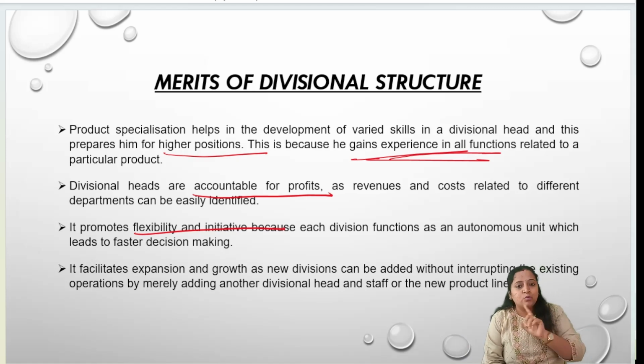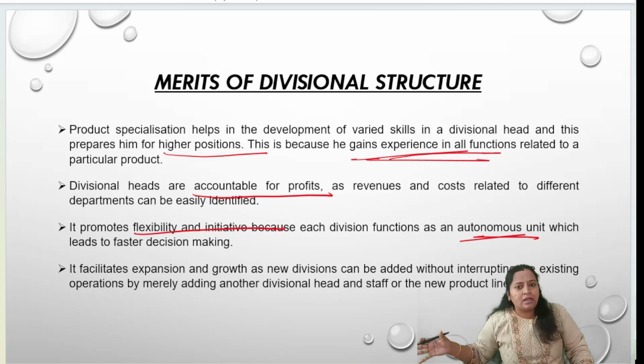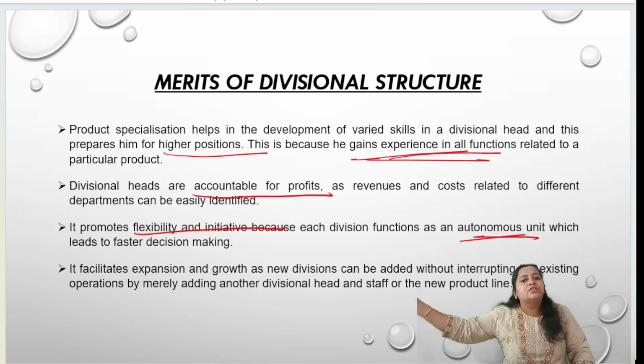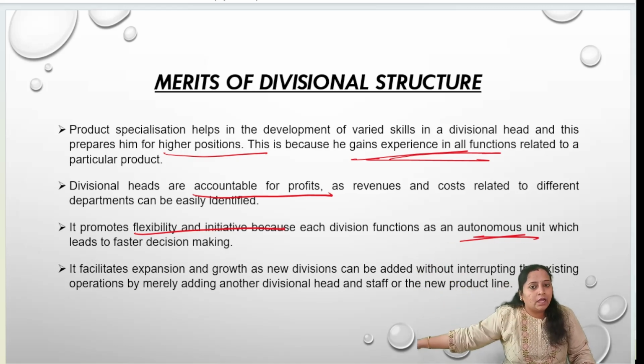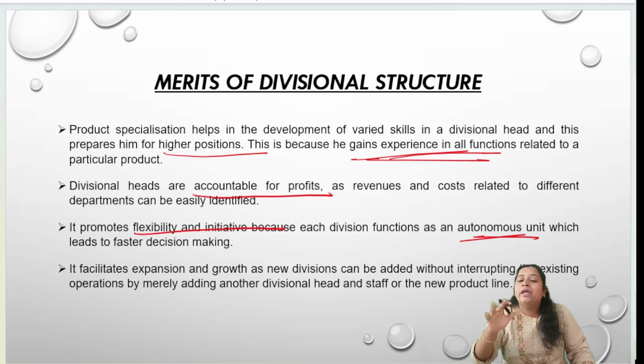Okay, that is one important advantage, because each division will act as an autonomous unit. Each one will have a separate business unit. It is not at all related with the other division. You don't want to wait for the decision of the other division, or wait to get coordinated with the other division. That is not at all necessary. It is autonomous. You can take your own decisions.